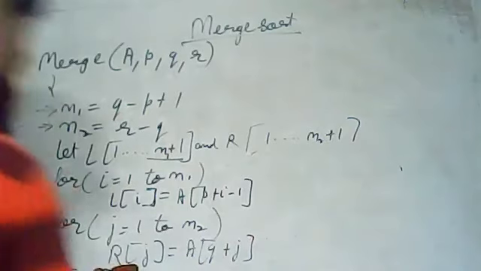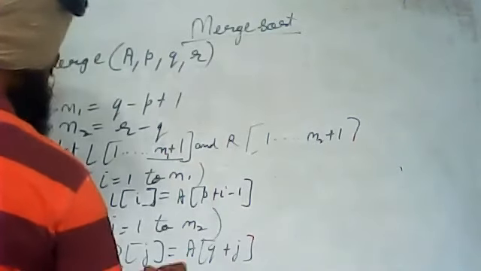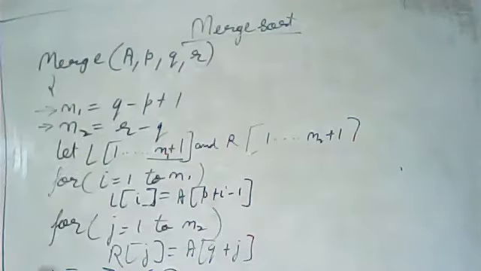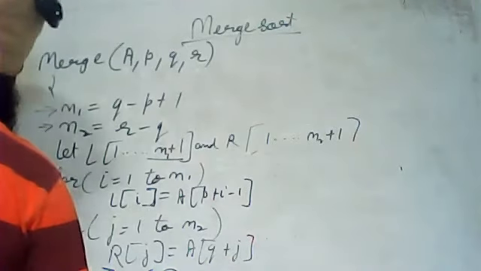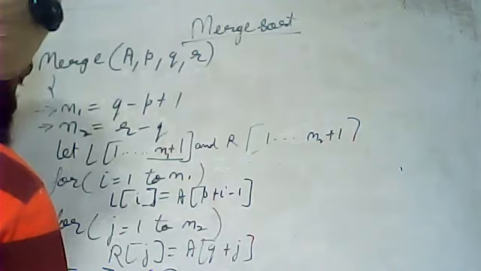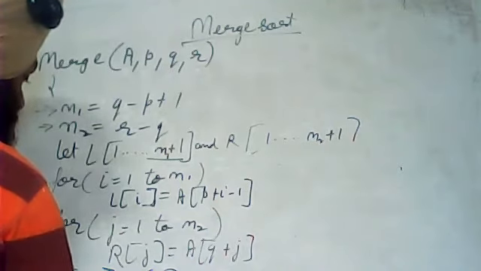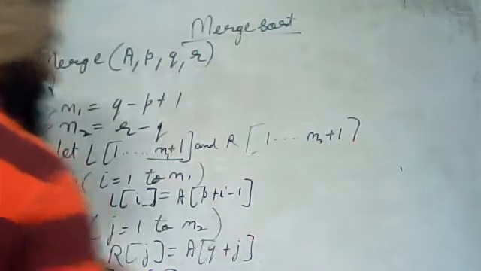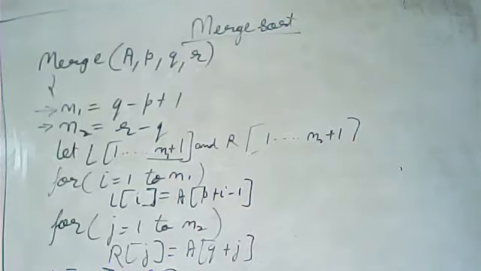Why have we taken plus 1? We will copy infinity in the last element of both the left and right sub array. So this is n1 plus 1, and here we will write n2 plus 1, and we will copy infinity here.